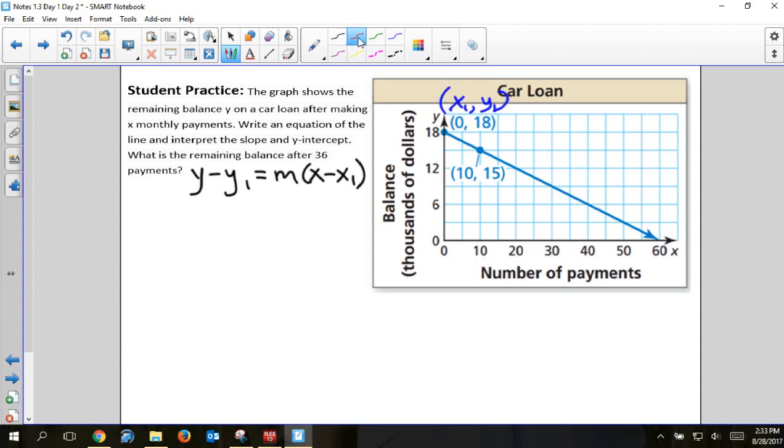I still need my slope. So we're going to do y2 minus y1 over x2 minus x1, and we'll use the other one as x2, y2. All right, so I'm going to do 15 minus 18 over 10 minus 0, and that gives me negative 3 over 10.